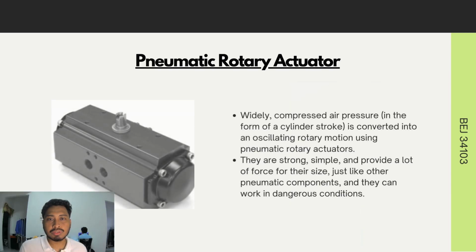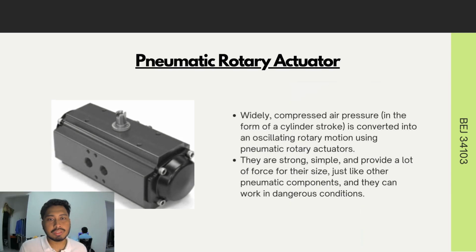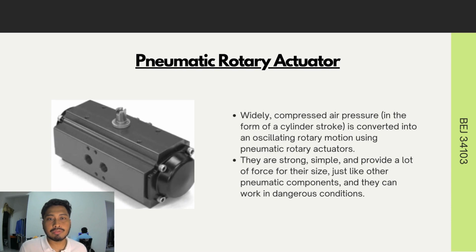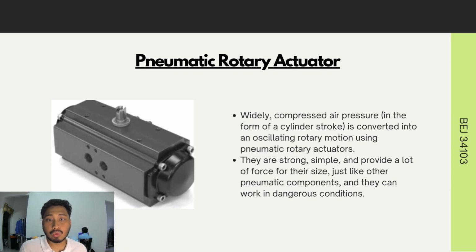For the pneumatic rotary actuator, compressed air pressure in the form of cylinder stroke is converted into oscillating rotary motion by using these actuators. And of course, they are strong, simple, and provide a lot of force for their size, just like other pneumatic components, and they can work in dangerous conditions.